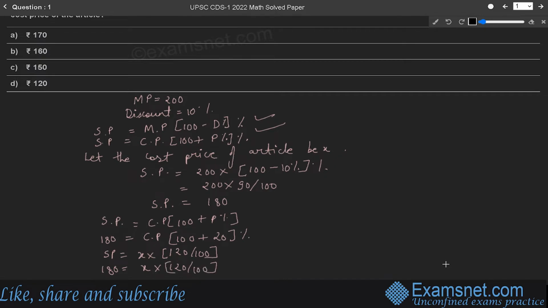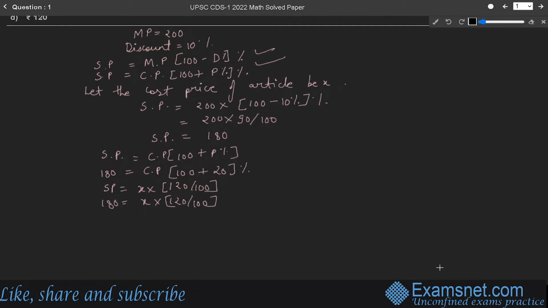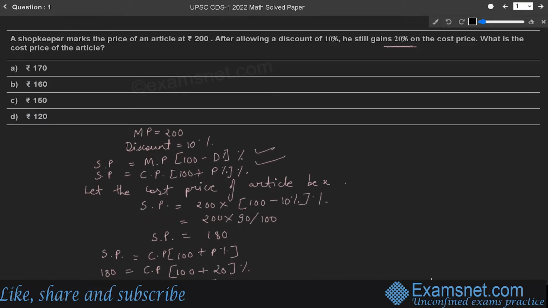Now on further solving it will be 180 is equal to 6x upon 5. So we can find the value of x from here. It will be 180 into 5 is equal to 6x, and x will be equal to 180 into 5 upon 6, which gives 150. So we can say that the cost price is rupees 150. So the correct option for this question is option C, which is 150.